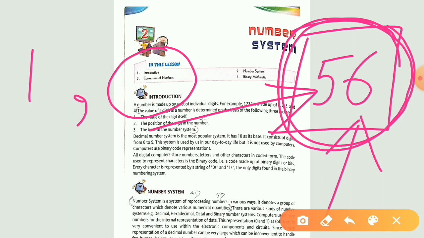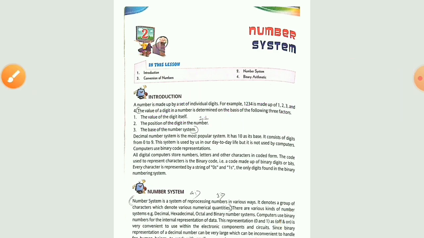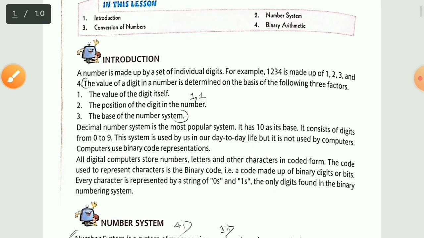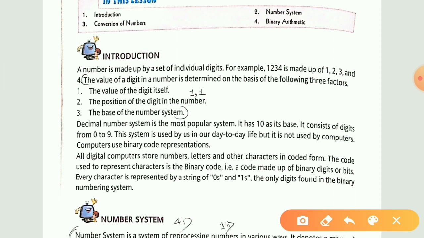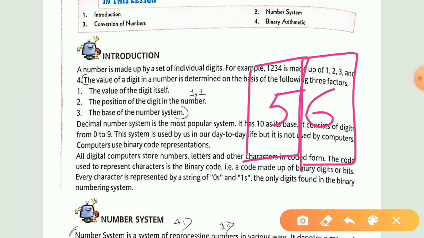Now see students, for determining any number, we have to focus on only three things. See over here the third line. The value of a digit in a number system is determined on the basis of three factors. The first one, value of the digit itself. Now again take the same example of 56. Let us break this number into two digits, 5 and 6. The value of 5 as well as the value of 6. We know what the values are: 5 is smaller than 6, 6 is more than 5. So such kind of value we first have to determine.